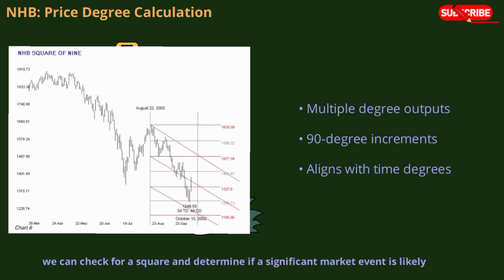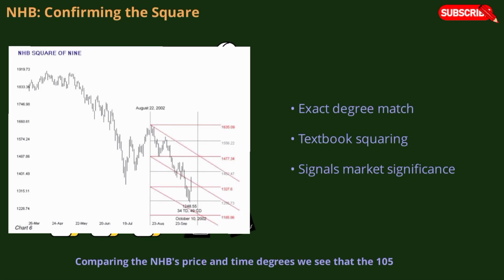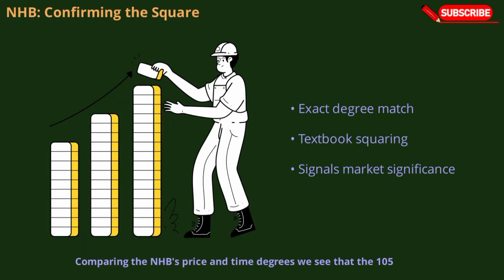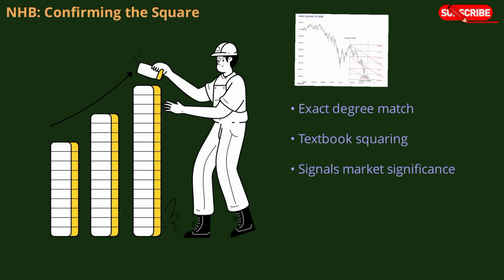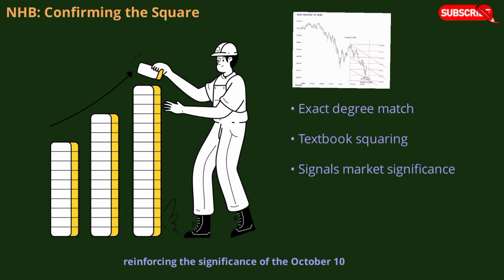Comparing the NHB's price and time degrees, we see that the 105.26 degree value for the low price matches exactly with the 105 degree value from the trading days. This precise alignment is a textbook example of squaring price with time, reinforcing the significance of the October 10, 2002 low as a potential turning point.